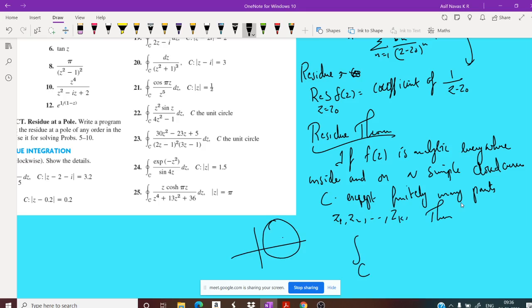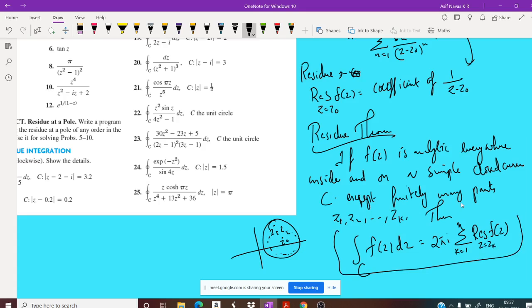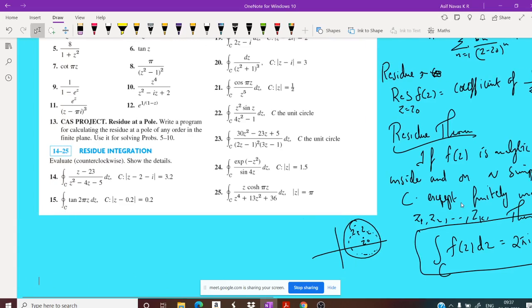that is, f of z is analytic everywhere except some points z0, z1, z2, etc. Then the integral over C of f of z dz is equal to 2 pi i times the sum of residues, that is sigma k equal to 1 to n of residue of f of z at z equal to zk. So the integral of f is equal to 2 pi i times the sum of residues.